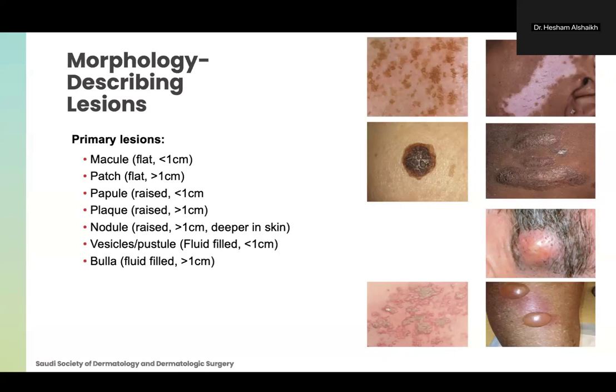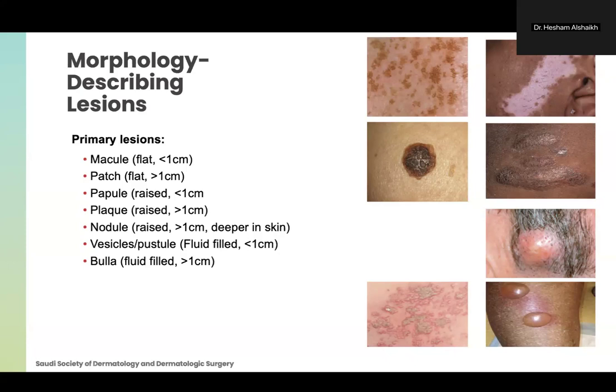Vesicles and pustules are fluid-filled lesions. They're small, typically less than 1 centimeter. Pustules are filled with pus. Sometimes they're infectious, sometimes they're not; it's not always infectious. Vesicles will be clear, fluid-filled lesions.